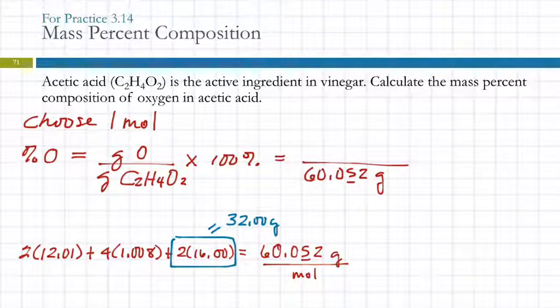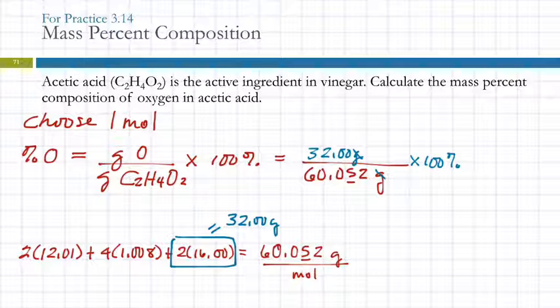That's why choosing 1 mole just makes it so much easier. Otherwise, you'd have to multiply both of these by whatever number of moles you picked. So we'll put 32.00 up here. Bless you. And then times 100%. Now what happens to these units, gram and gram? They cancel out. In a percentage, they should always cancel out. Grams cancel. 32.00 divided by 60.052 times 100.